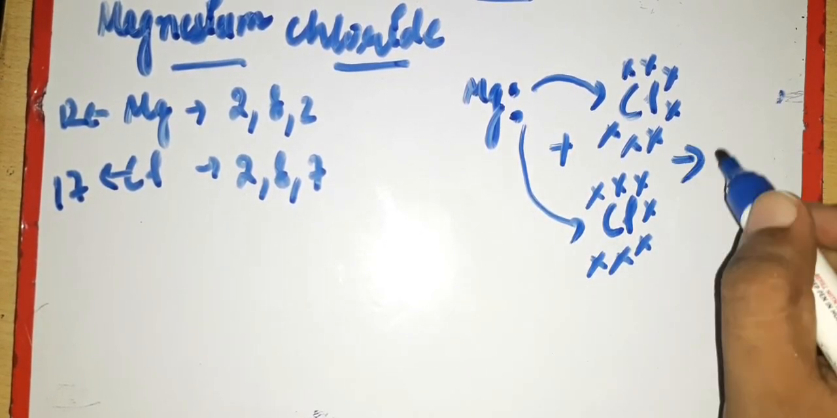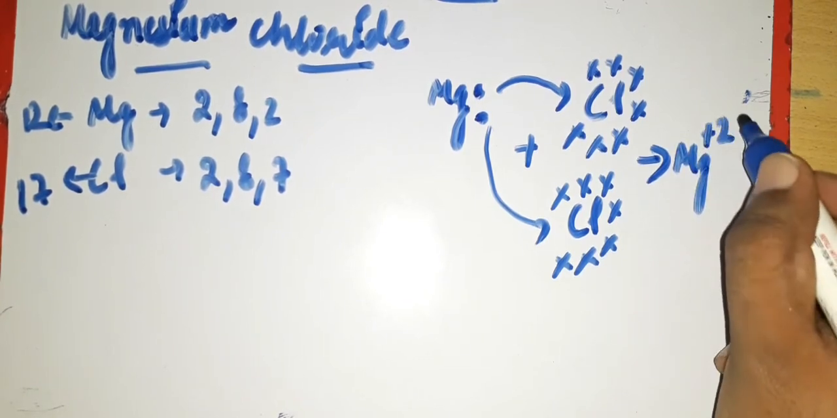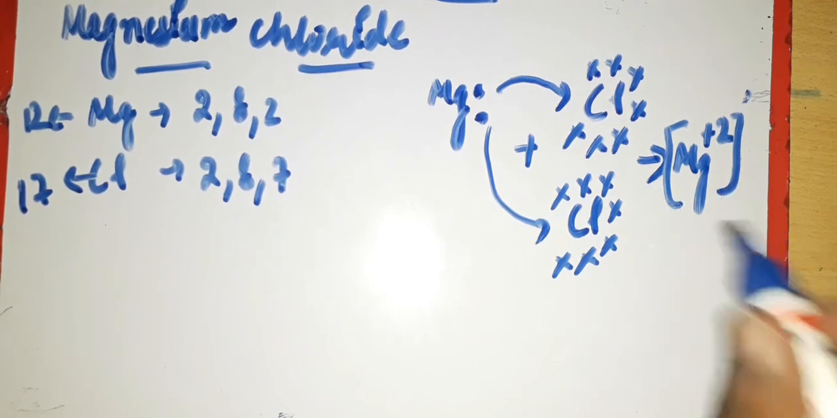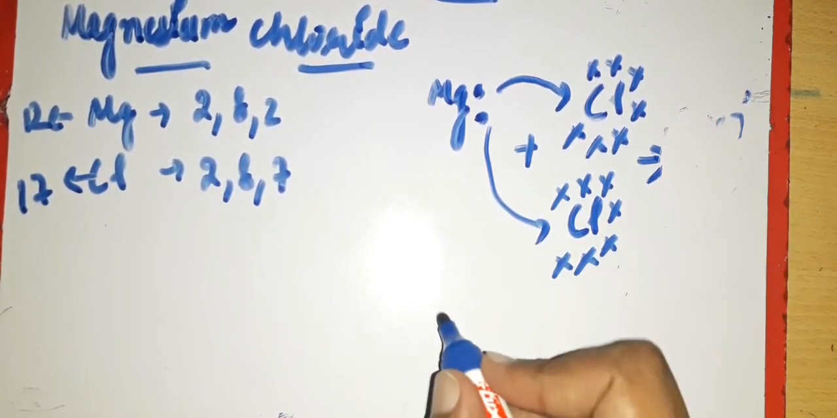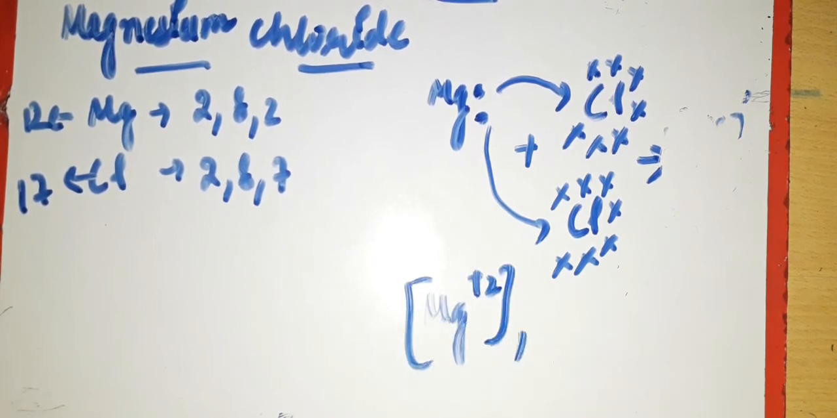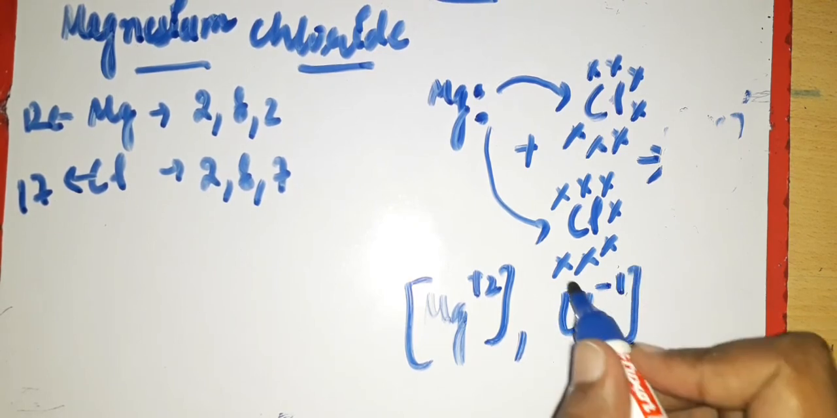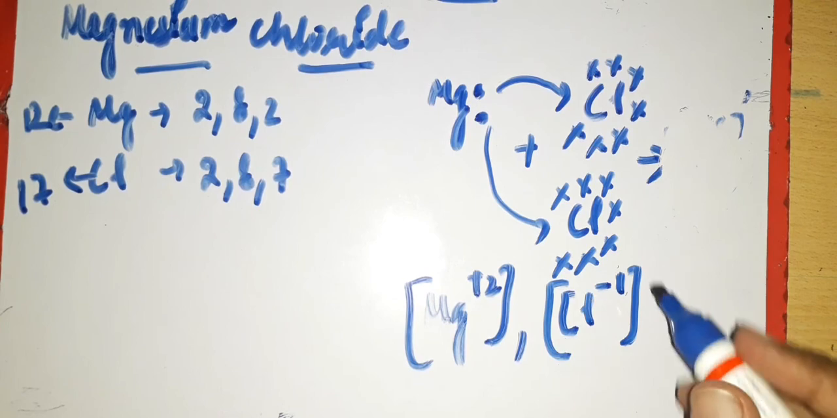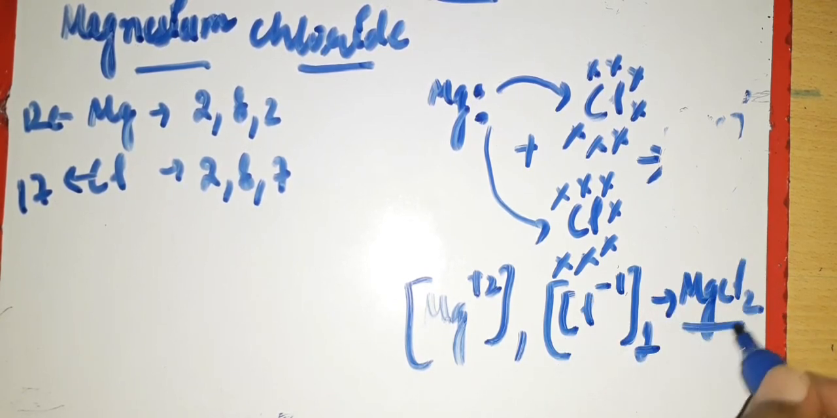So then, magnesium donates 2 electrons, but it is only one element, so Mg with plus 2, only one element is there, so I'll write 1, and chlorine is accepting 1 electron, and the total number of elements is 2, so MgCl2, right? So this is the answer. I hope everybody understood it nicely.